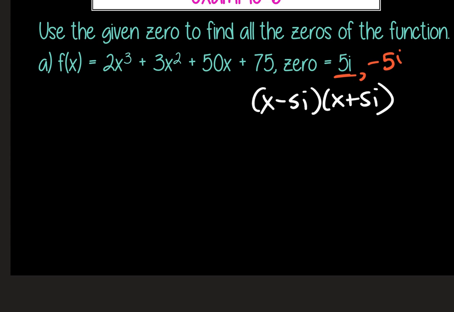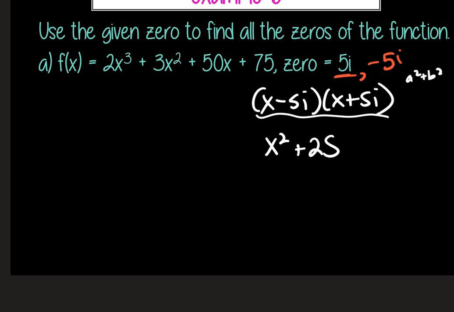You could FOIL that out, or it's a special product. I square the first term. This is a squared plus b squared plus 25. If you FOIL it out, you get a negative 5ix and a positive 5ix and then a negative 25i squared, which goes back to positive 25. But because it's the product of complex conjugates, you can just do a squared plus b squared.